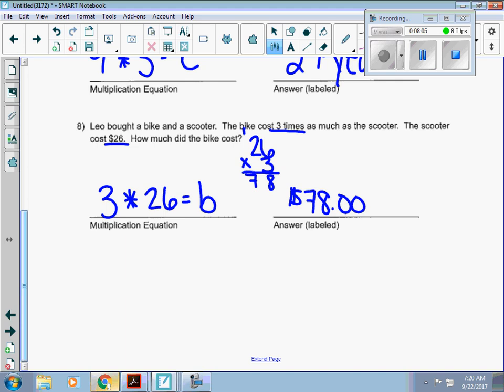If you like the break apart way, we would do 20 times 3, and we'd look at our facts. 2 times 3 is 6, and we add that 0 back on, so 60. And then we do 6 times 3 and get 18, and then add our two parts together to get that 78. Okay? If you're not comfortable with either one of those, you could use any strategy. You could add 26 3 times. It's up to you. What we're focusing on right now is the equation and the answer label.